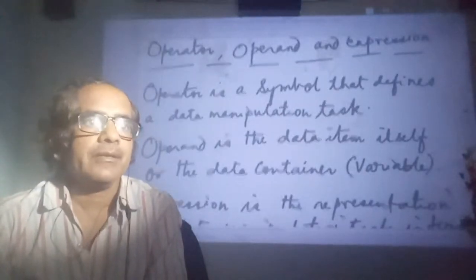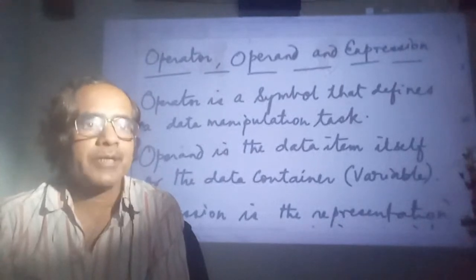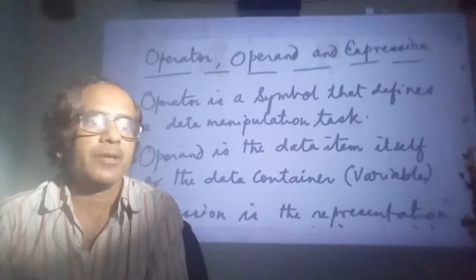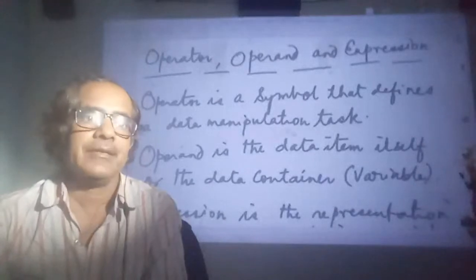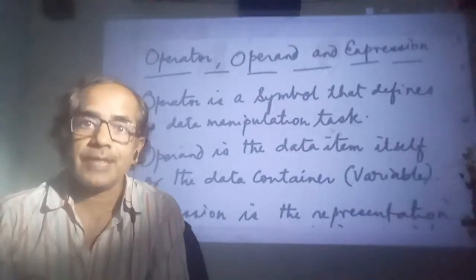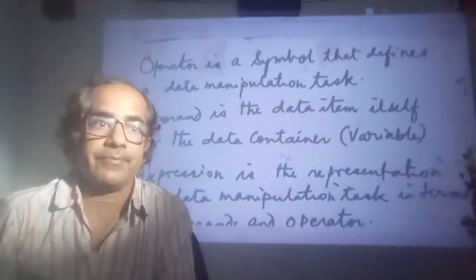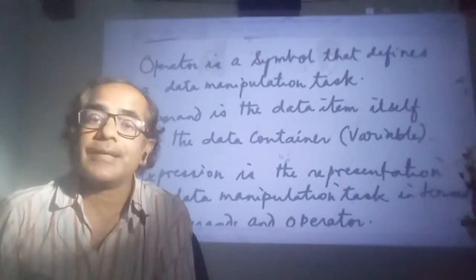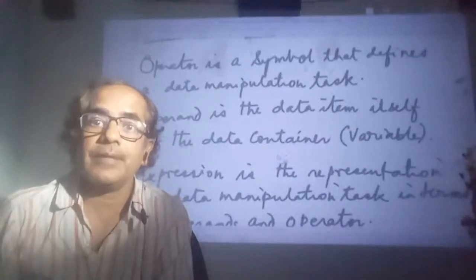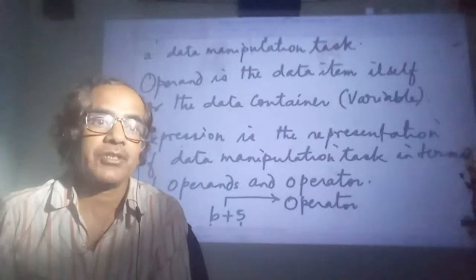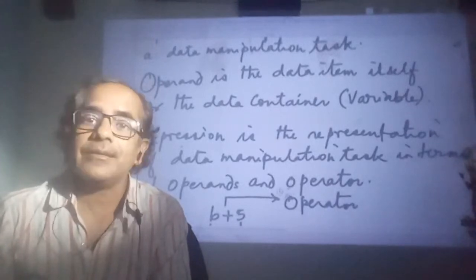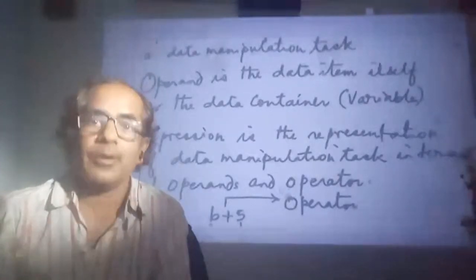See, first of all, I told about operator, operand, and expression. I told that operator is a symbol that defines a data manipulation task. Then operand is the data item itself, or the data container, the variable in which the data is stored. And expression is the representation of data manipulation task in terms of operands and operators.